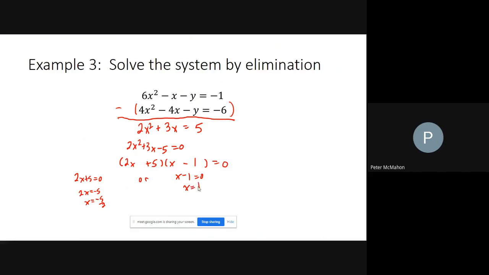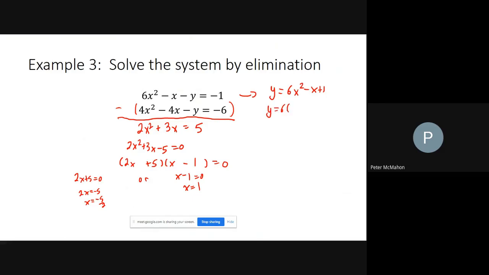So a bit more work to go figure out what our y value is going to be, but I'm just going to solve the top equation here for y. So I just brought the 1 over here, the y over here, so we get this guy over here. Now we're going to plug in these values over here. I'm going to start with this one because it's going to be easier.